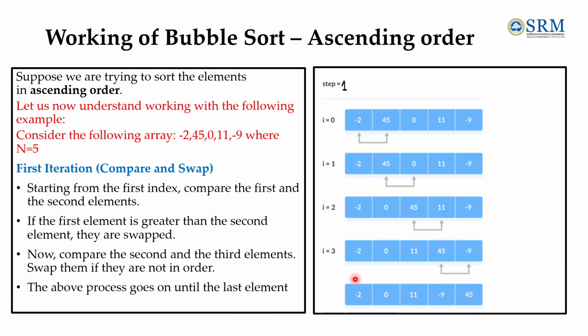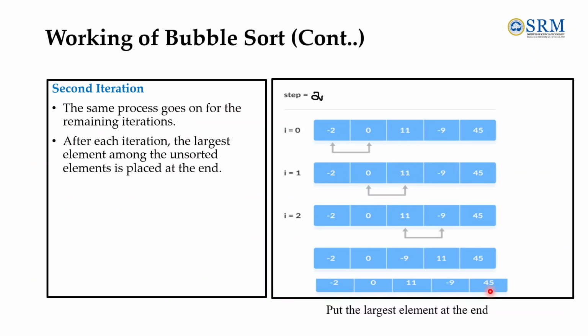Now in the next iteration I'll perform comparison for the remaining 4 data. In the first iteration, I compared all 5 data. After the first iteration, 45, the largest element, has come to the last. So I'll compare the next 4 elements. Minus 2 and 0, already in place. 0 and 11, already in place. 11 and minus 9, I'll swap them. So minus 9 and 45.